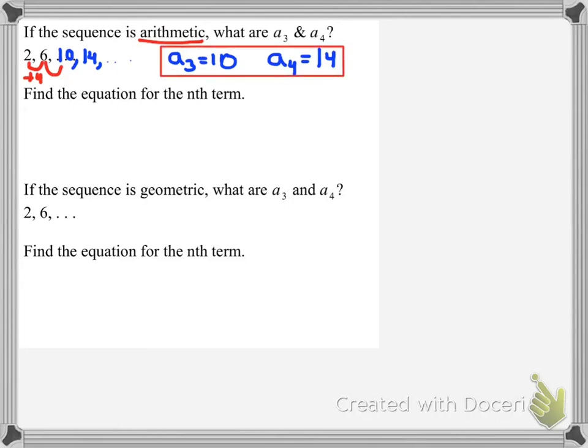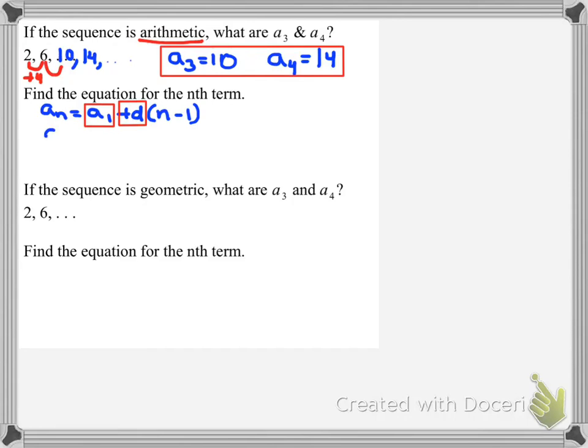Now, the next one, it says find the equation of the n term. I need to be able to use the formula. This is an arithmetic sequence. So we have a sub n is equal to a sub 1 plus the difference multiplied by n minus 1. And I need to plug in the a1 and also the difference to find the equation.